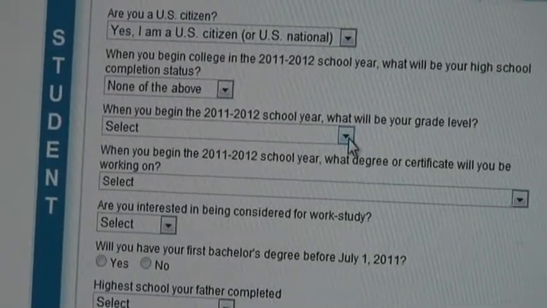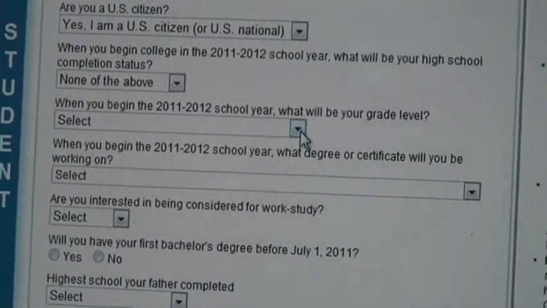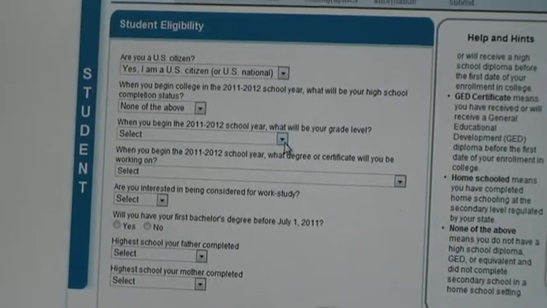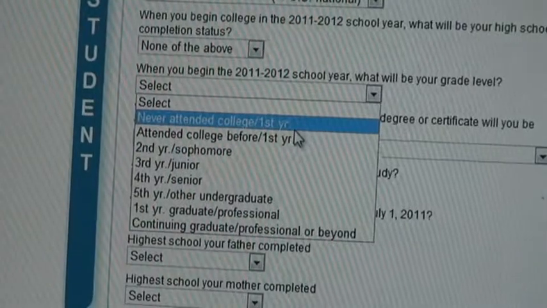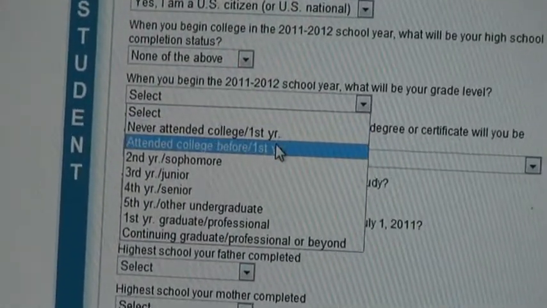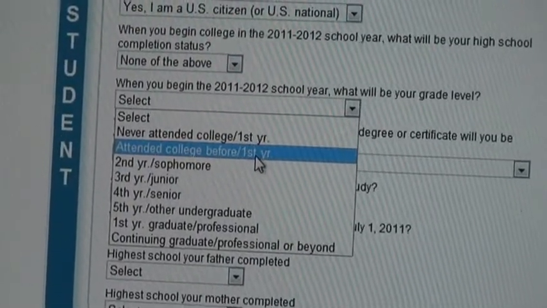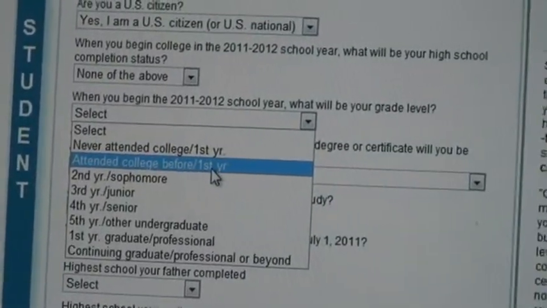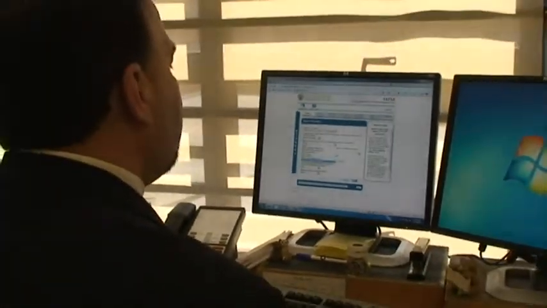You still want to apply for financial aid, and if you're confused on any of the process, you still want to go into the financial aid office and ask any questions. The next question is, what will your grade level be for this school year that you're applying for? If you've never attended college before, you're going to put never attended college, first year. If you attended college but you do not have over 24 completed units, you're going to put attended college before, first year. And then so on. You're going to put second year if you're a second year student, third year, fourth year, and so on.